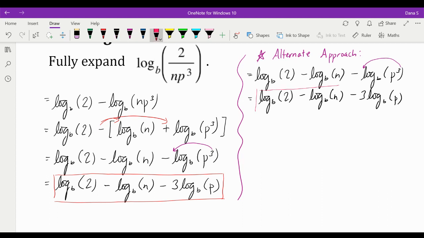So if you look at the original approach, you can see that the results are exactly the same. If you apply your product and quotient law in one step by saying to yourself, where's that component of the argument? If it's in the numerator, that produces a positive logarithm. If it's in the denominator, that produces a subtraction of that logarithm.